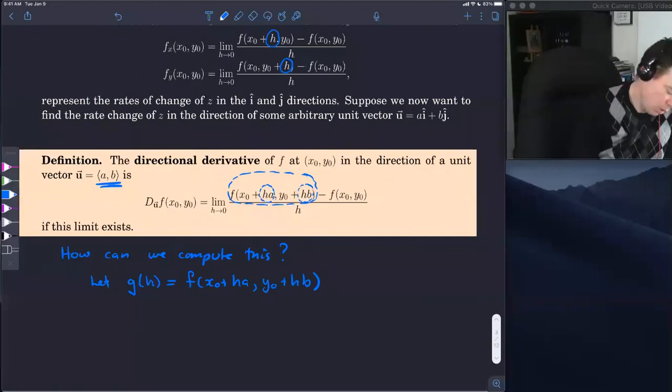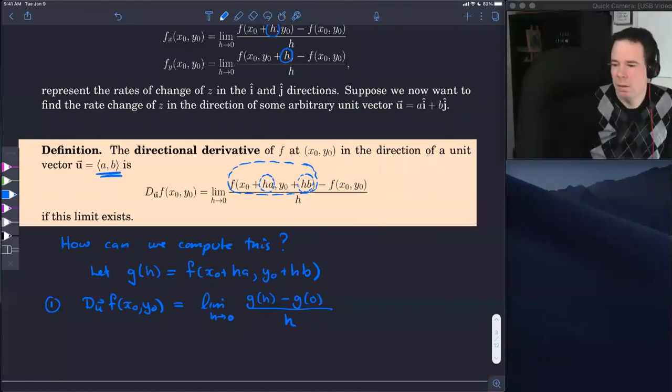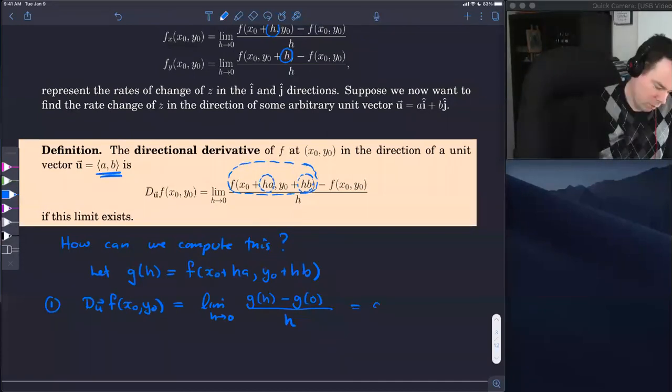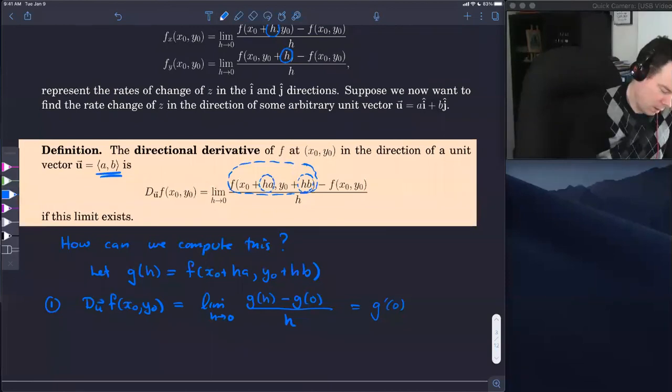So if I let g be this, then the first observation is that the directional derivative, that definition written up there, is the limit as h goes to 0 of g of h minus g of 0, all over h. I just pop in what those things are in terms of g rather than f, and we get this, and that's just g prime of 0. So that's the first observation: the directional derivative is just this one variable calculus derivative.